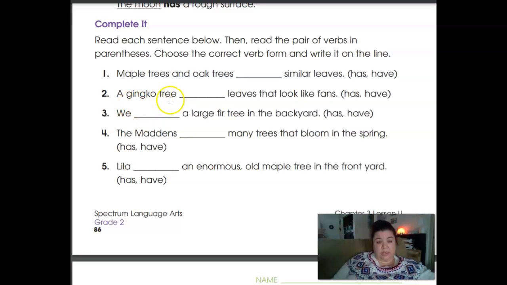A ginkgo tree, blank, leaves that look like fans. We, blank, a large fir tree in the backyard. And if you want, you can pause these and write these in between them. 4. The Maddens, blank, many trees that bloom in the spring. That's a person's name. Leela, blank, an enormous old maple tree in the front yard.